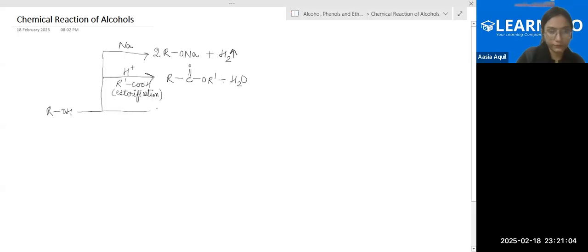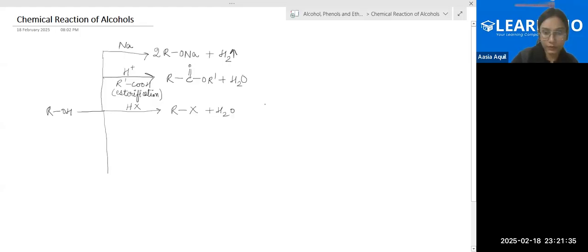Next is when alcohol reacts with HX, the hydrogen halide, the water will be released and alkyl halide will be formed. Alkyl halide will be formed. Let's see the mechanism.